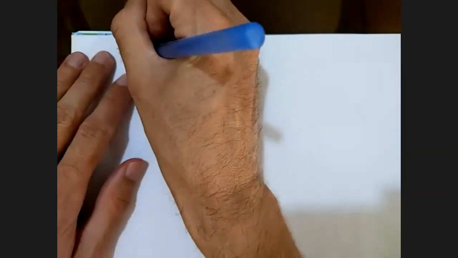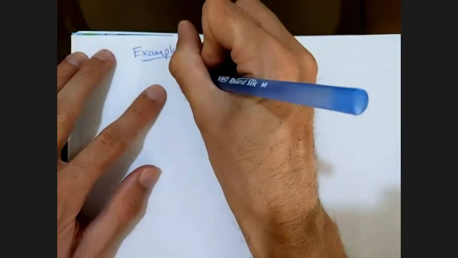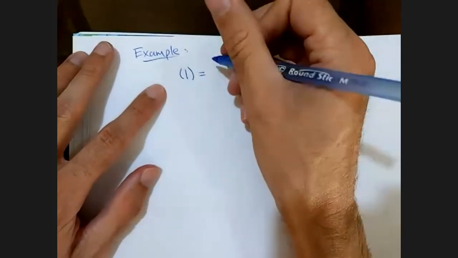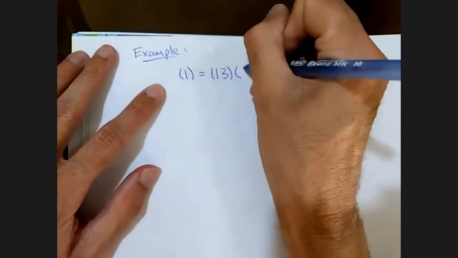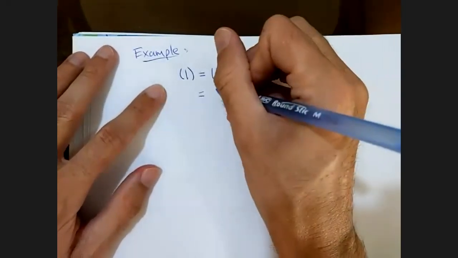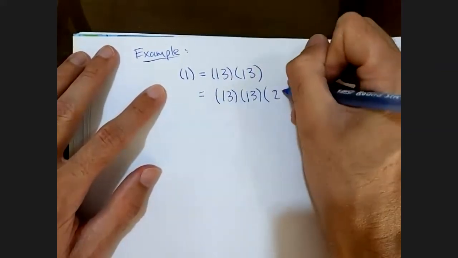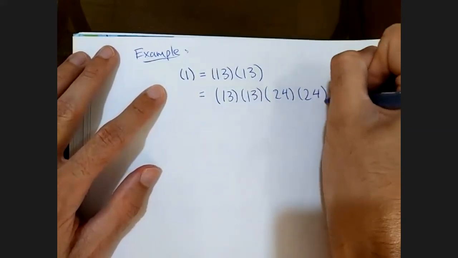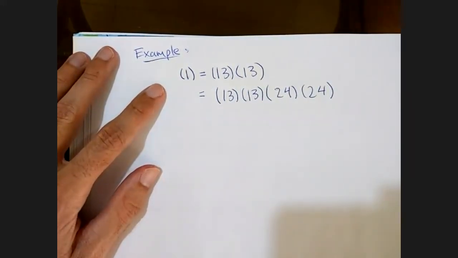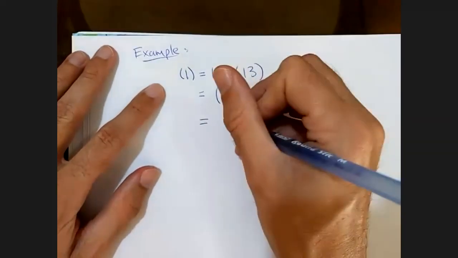A trivial example, right? The identity, we can write the identity as a product of two transpositions, or we can write it as a product of four transpositions. Or I think we can write it in a more complicated way.